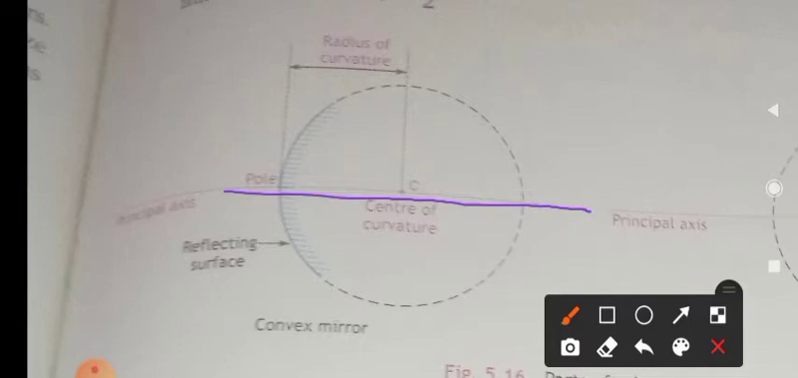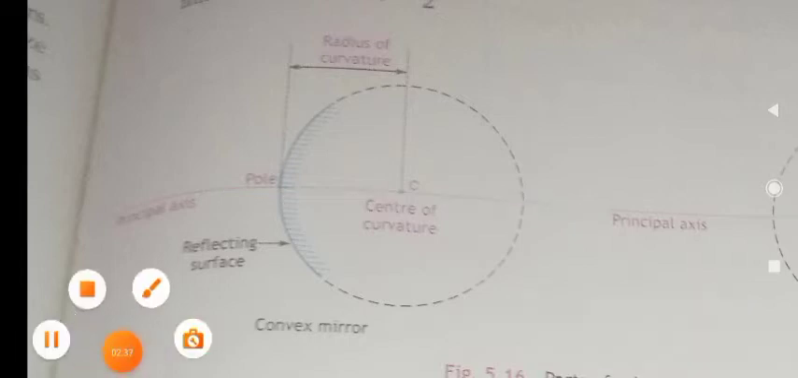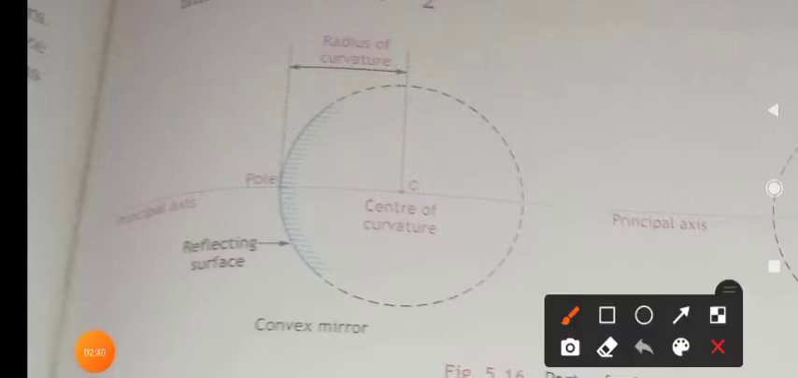The point on the principal axis that is midway between the pole and the center of curvature, somewhere here, is called the focus, and it is denoted by capital F. The distance between the pole and the focus, this distance, is called the focal length of the mirror.